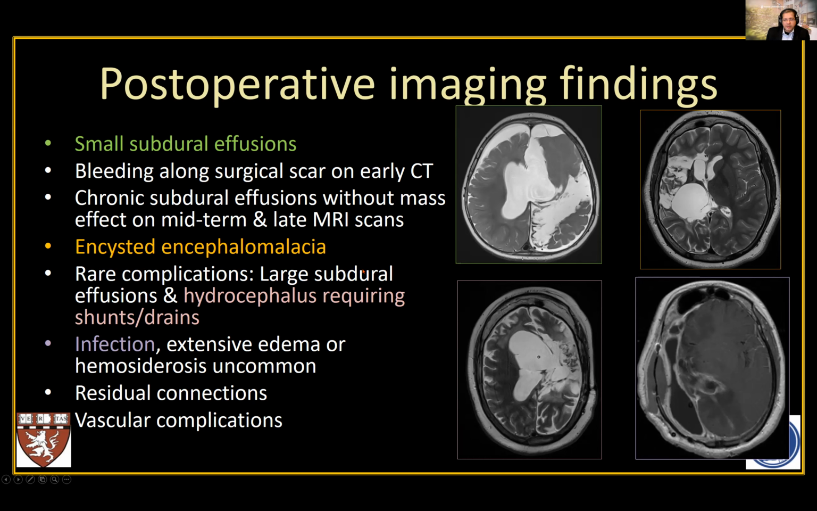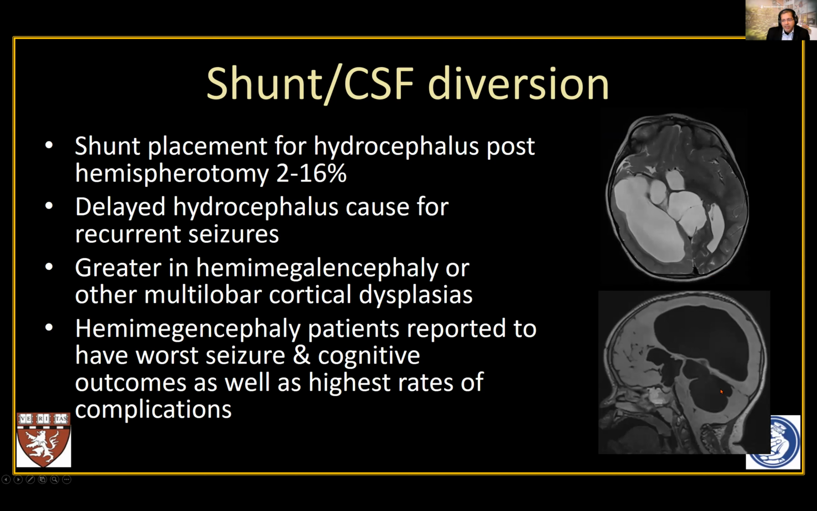For postoperative imaging findings, you might see patients who have subdural effusions after hemispherectomy, or you might have cystic encephalomalacia, or you have more chronic subdural effusions without mass effect on later MRI scans. And occasionally you might have patients with hydrocephalus who need either a shunt procedure or some kind of CSF diversion procedure. Occasionally you will see patients who have infection like this, and you might have big collections, and in this patient actually had ventriculitis. This is another patient here with shunt diversion procedure required.